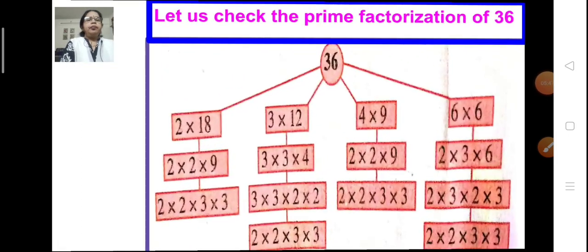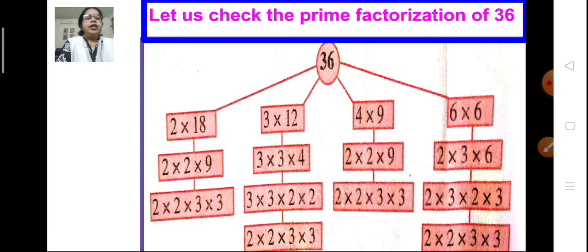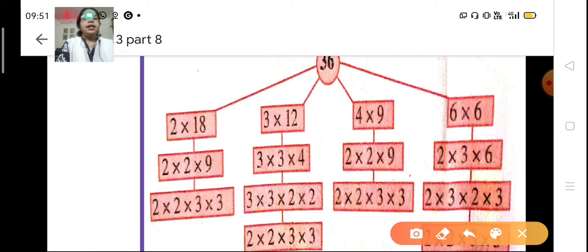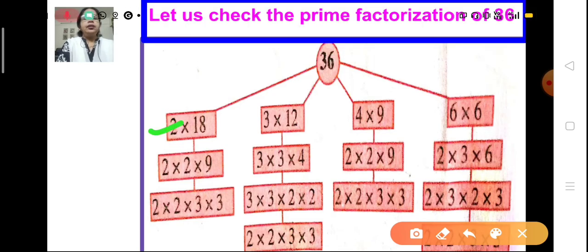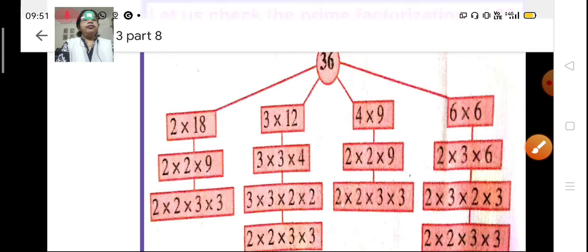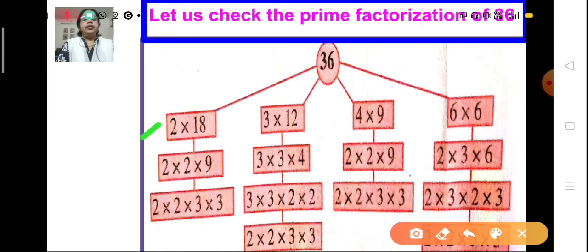Now let's check the prime factorization of 36. So children, 36 can be expressed as a product of 2 and 18, or it can be expressed as 3 into 12, or it can be expressed as 4 into 9 or 6 into 6. Now here in the first case, we have 2 as the prime number. Now 18 can be expressed as 2 into 9, and 2 and 2 we have again prime numbers here, and 9 can be expressed as 3 into 3. So what is the prime factorization of 36? It is 2 into 2 into 3 into 3.